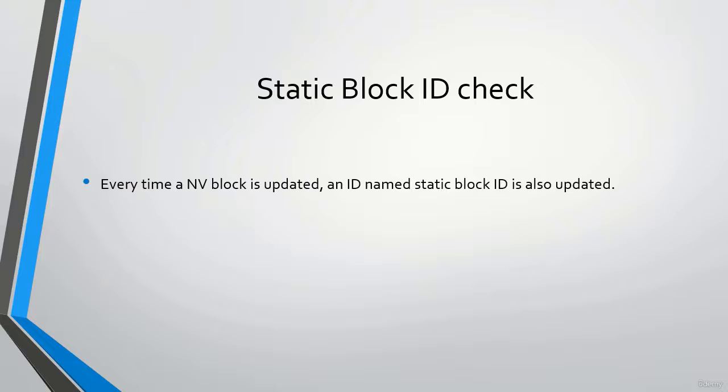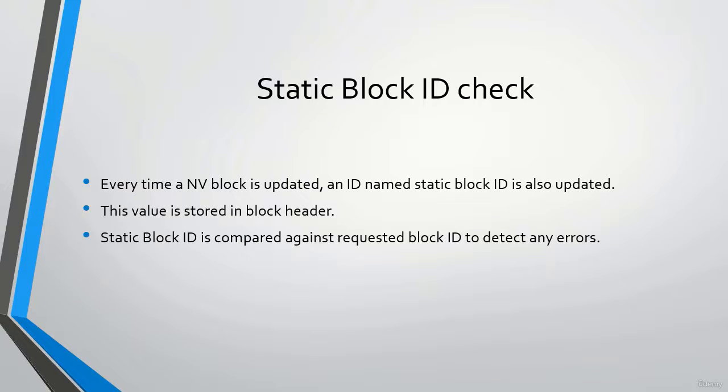So just remember, whenever the NV block is updated, we update an extra ID, which is called the static block ID. Where it is updated, this value is stored in the block header. So the block header is used for storing this static block ID. Now this static block ID is compared against the requested block ID to detect any errors. So if somebody is requesting to access this block, the static block ID is compared against the requested block to detect any error. This is a feature that is provided by NVM for checking for any errors.